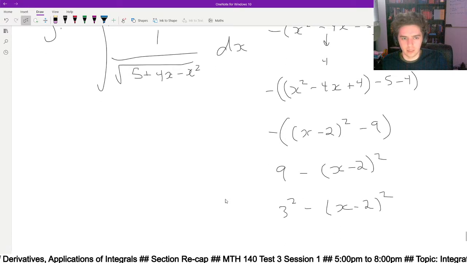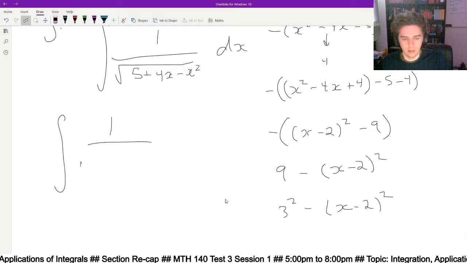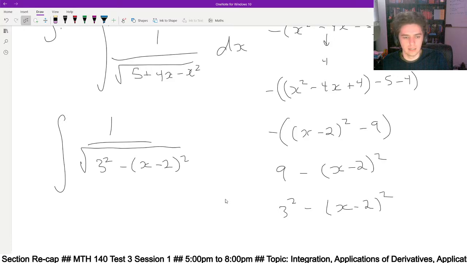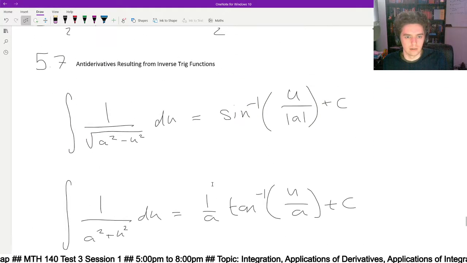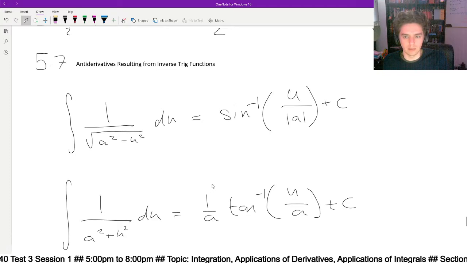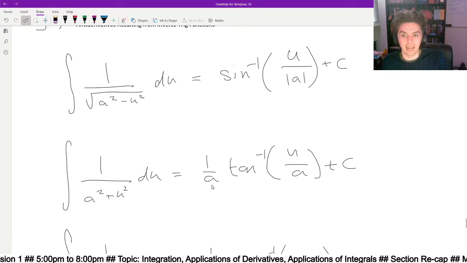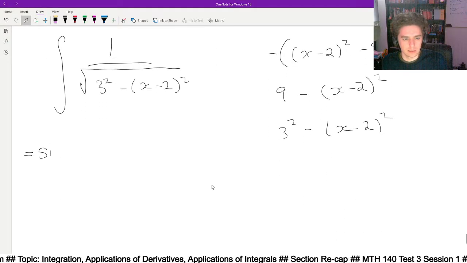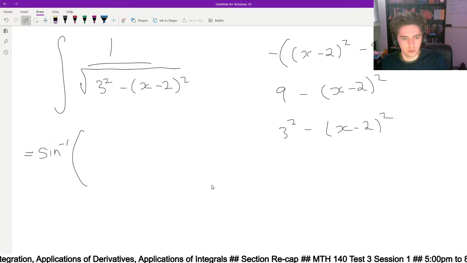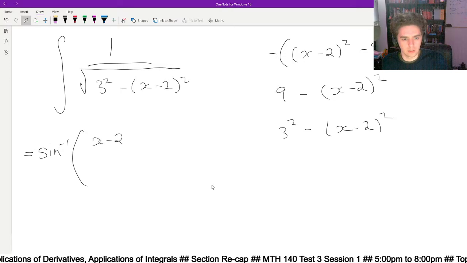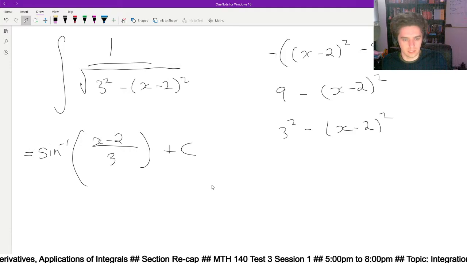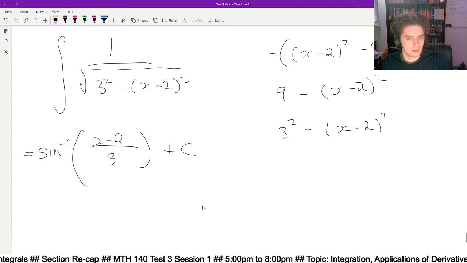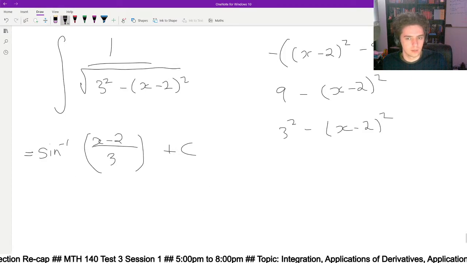Great. I can put that in the denominator here. 1, so the integral of 1 over 3 squared minus x minus 2 squared. Now this is just the formula. This is just this now. A squared minus u squared equals u over absolute value of u, sine inverse of u over absolute value of a plus c. So this is equal to sine inverse of u, x minus 2, over absolute value of a plus c. And that's the answer. Let's make that nicer. And that's the answer for that one.